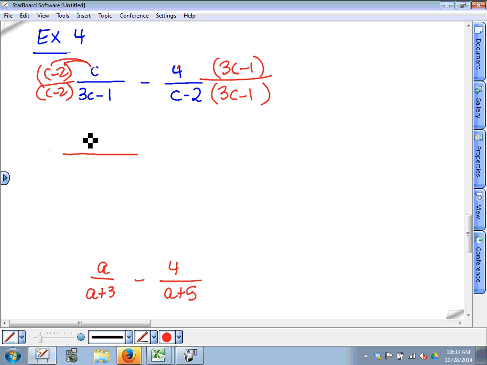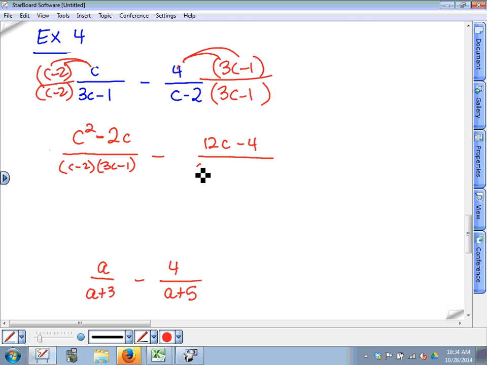So if you distribute the c, you're going to have c squared minus 2c. Then here you're going to have c minus 2, 3c minus 1. Over here you're going to have 12c. Where'd that come from? 12c minus 4. 4 times 3 is 12, 4 times negative 1. And then that's all over c minus 2, 3c minus 1.